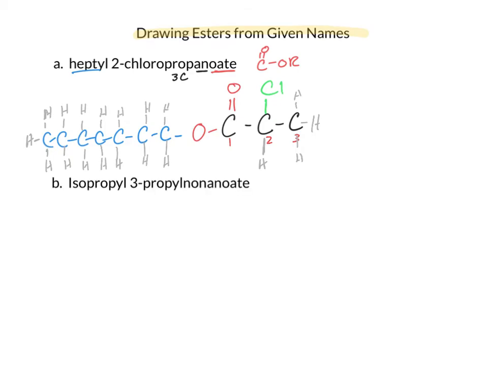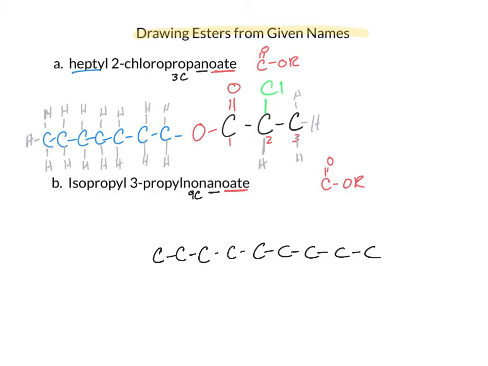Let's look at compound B, isopropyl 3-propyl nonanoate. Kind of sounds a little funny, but it's not too difficult. We look at the end first. We see that there's an ester because it ends with -oate. In front of that, we're going to have -an. The -an indicates that everything else is single bonded carbons. And then we see nona. Nona means 9. So we're going to have 9 carbons in our main chain.